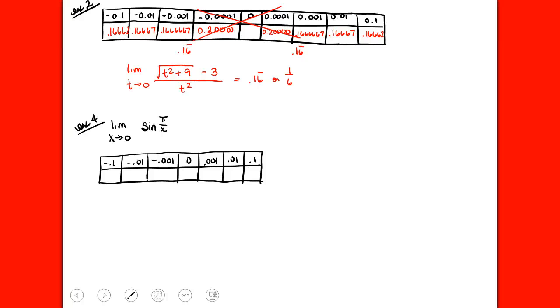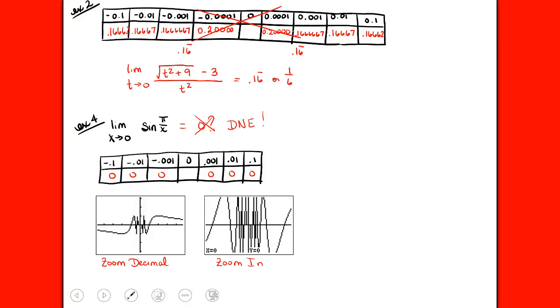Here's another example. For example number 4, here's another limitation that your calculator has. If I go through and I'm approaching 0, so that looks like the typical table that we've used for approaching 0, I go through and I plug those in. Every single one of those gives me a value of 0. So my guess would be, okay, that limit is 0. When I look at the graph, however, I find something totally different. That limit actually does not exist. Because when I look at the graph in zoom decimal, I'm like, I don't have a clue what's going on there. So I zoomed in a little bit to try to see what was going on.